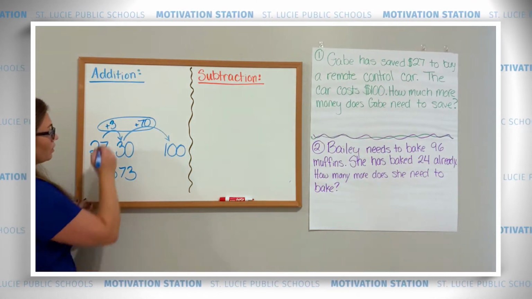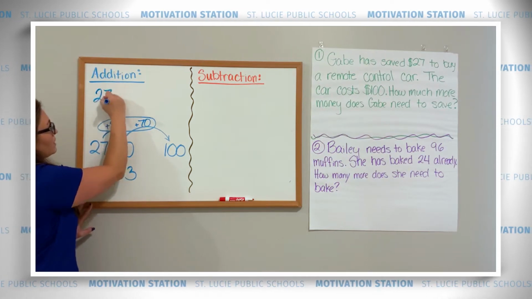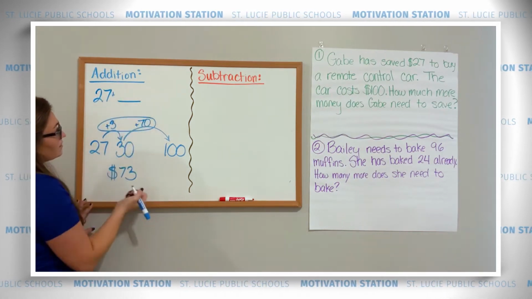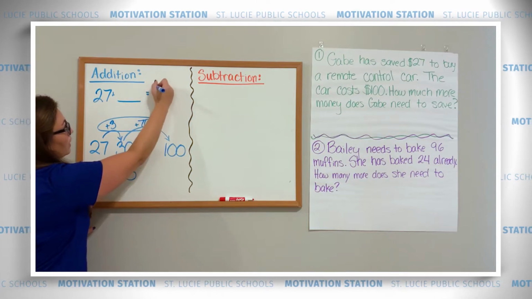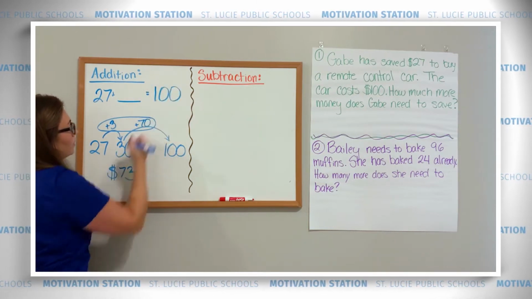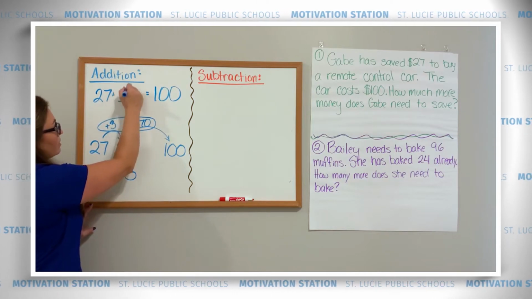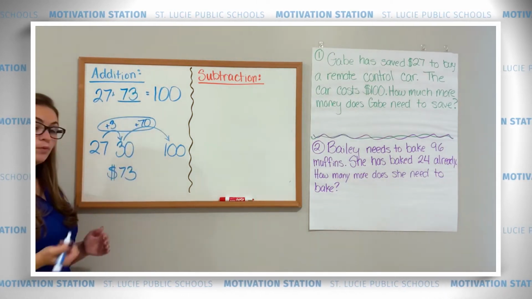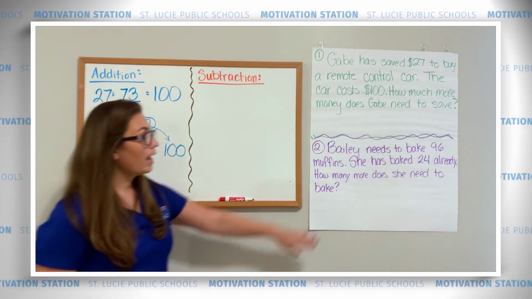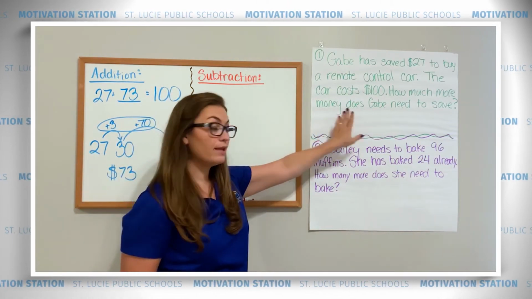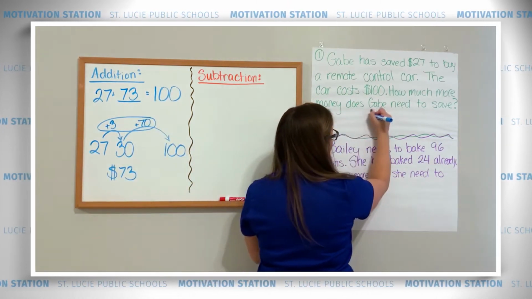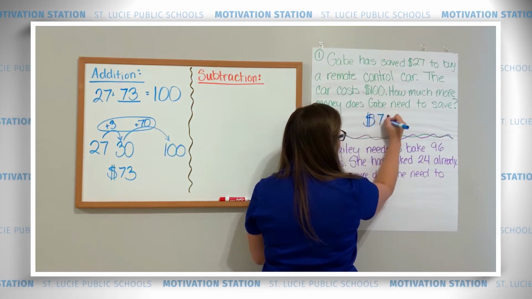For our addition equation, we would write 27 plus, we needed to find our mystery number, would equal 100. 27, we know, plus 73 equals 100. So, how much more money does Gabe need to save? Well, he needs to save $73.